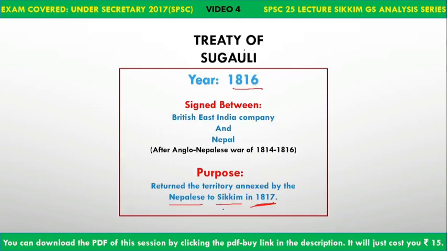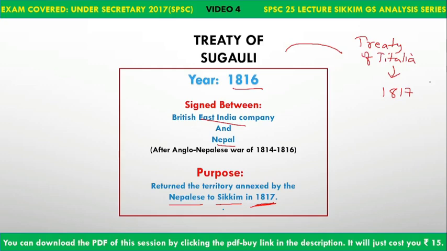So here we can see the Treaty of Sugauli, which was signed in 1816, and after the Treaty of Sugauli, it was the Treaty of Titalia which was signed. This treaty was signed in 1817. And this Treaty of Sugauli was signed between the British East India Company and Nepal, in which the British gained the control of the Sikkimese territory from Nepal.